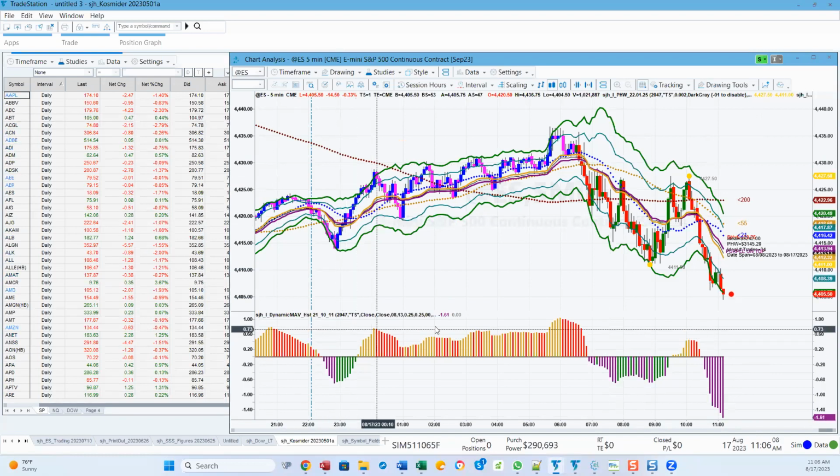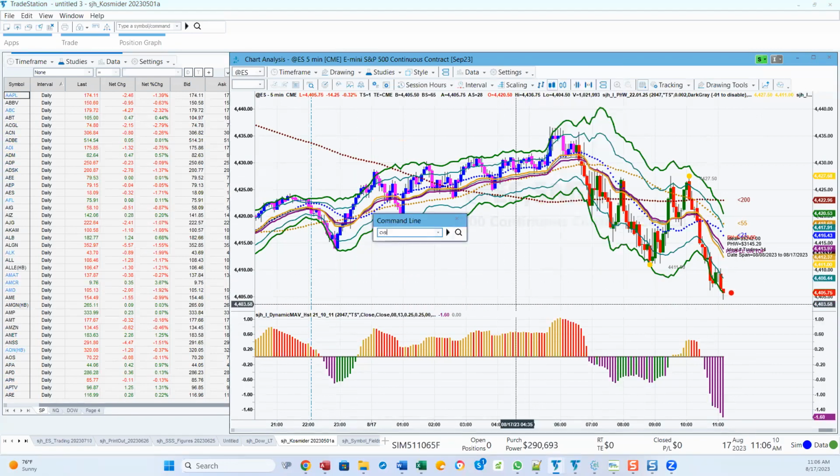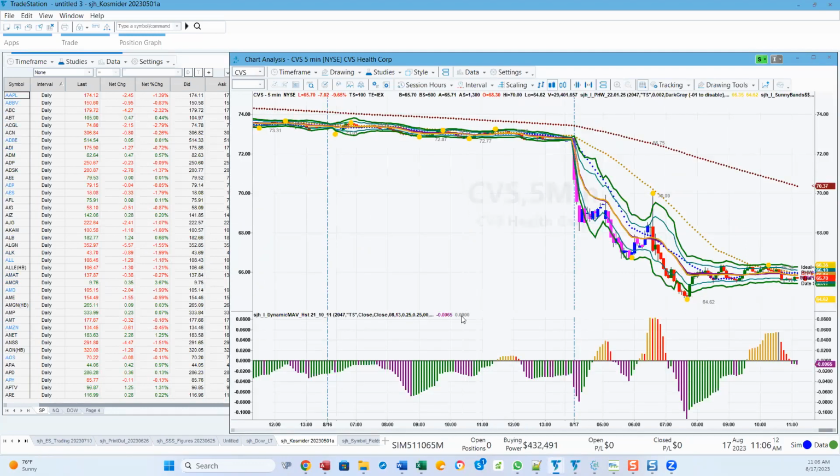Let's look, CVS was interesting this morning. Let's look at CVS for a second. So overnight, we had a big drop in CVS. It's down a little over 9 points this morning on the news that Blue Cross is not going to continue to offer CVS as an option.